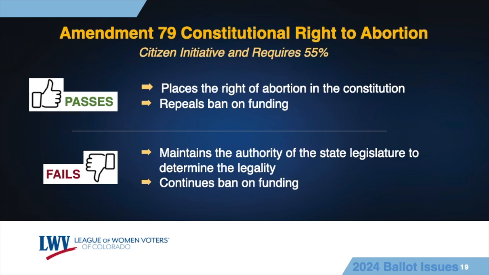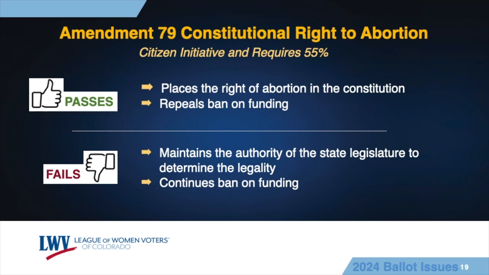What if it fails? The current Colorado statute would remain in effect. A pregnancy may be terminated at any time, and it maintains the authority of the state's legislature to determine the legality. And it would continue the ban on public funding. No government-provided state and local money could be used to pay for abortions.